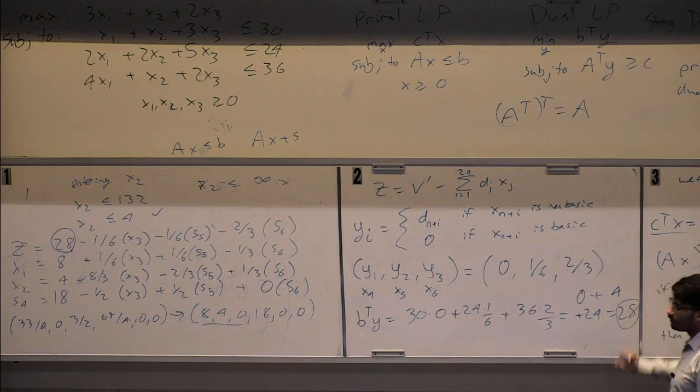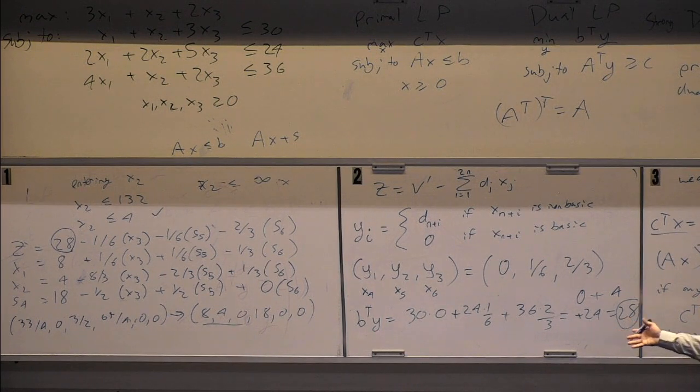Oh, look at that. Now, you should also double check by plugging y into A transpose and then confirming that it's greater than or equal to C. But the computer can do that for me. Great. Look at that. 28. The solution to the dual is equal to the solution for the primal. So we know the simplex algorithm is optimal, QED. Any questions on how we applied weak duality to prove the simplex algorithm outputted the correct answer?